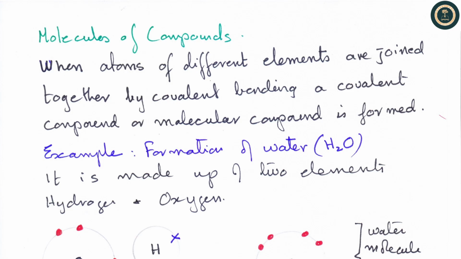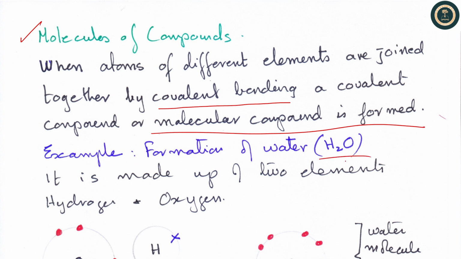Let's start off with the molecules of compounds. When atoms of different elements are joined together by covalent bonding, a covalent compound or a molecular compound is formed. Example, formation of water. I have written the formula H2O. It is made up of two elements, hydrogen and oxygen. Remember, a compound is always made of different atoms of different elements.